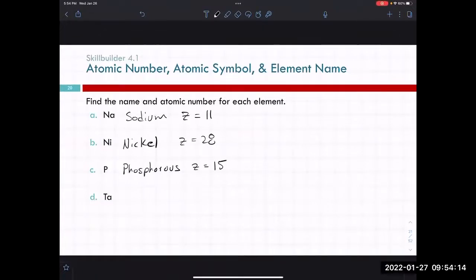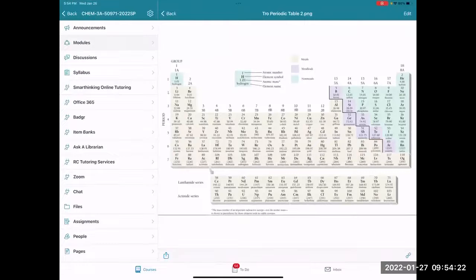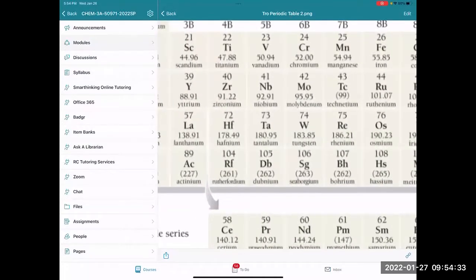Ta. Ta-da. Actually, I don't even know what Ta is. I think it's tantalum. 73. Yeah, tantalum. As blurry as that is. So 73.